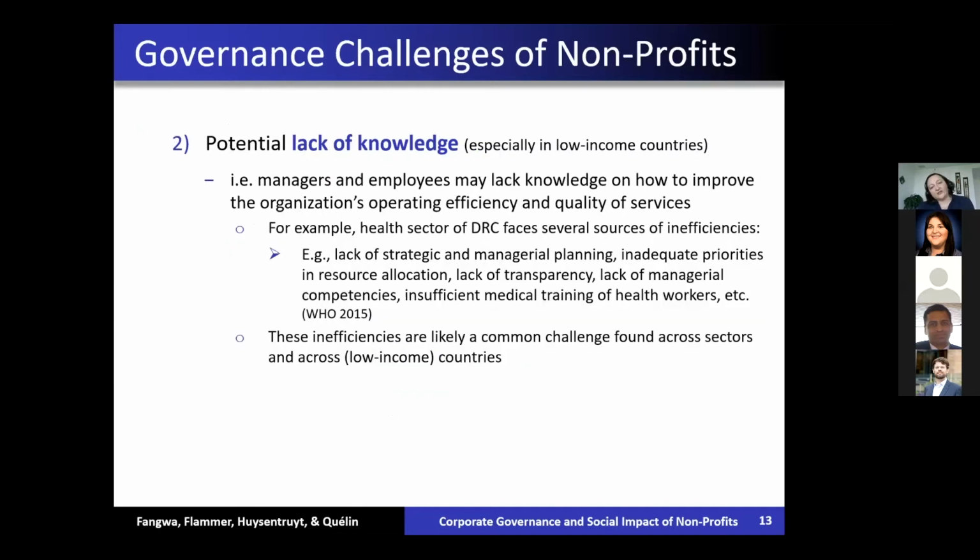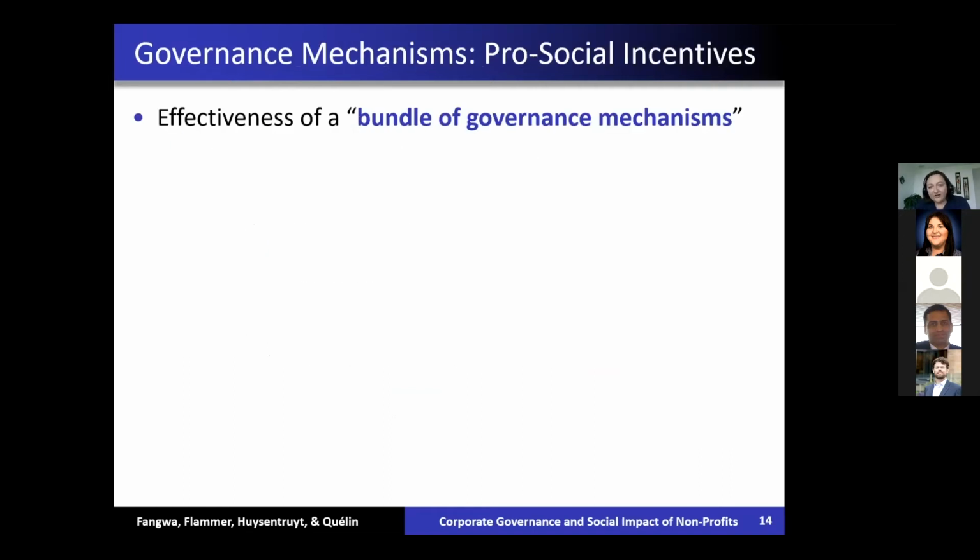The second potential governance challenge that nonprofits are facing, especially when it comes to low-income countries, is that managers and employees may simply lack the necessary knowledge and expertise in understanding how to improve their operating efficiency and quality of services. Now, in the following, we examine the effectiveness of one specific governance bundle consisting of pro-social incentives and auditing. Just to be clear, we are not claiming that these are the only governance mechanisms that are potentially available for nonprofit organizations, but these are the governance mechanisms that we are examining in this study.